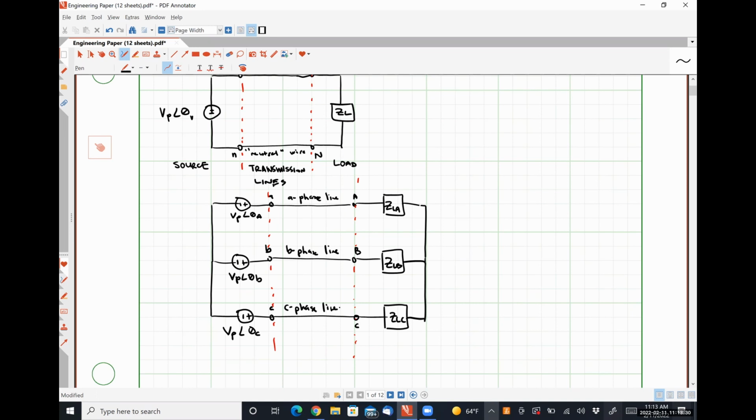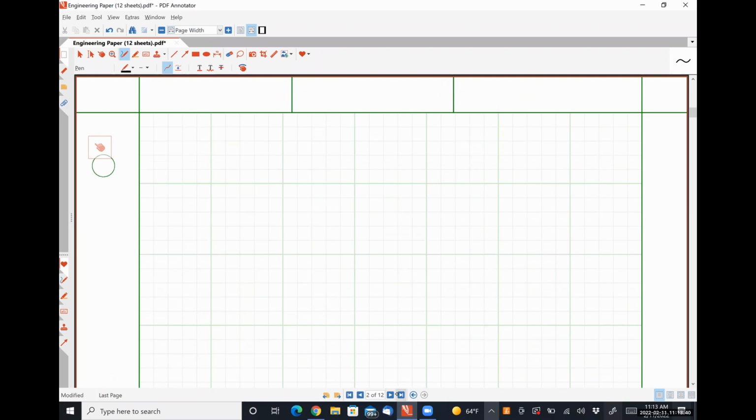So the first real topic that we're going to talk about here is the generation of 3-phase voltages. Okay, and I'm going to give this to you in as simplified of a scheme as I can, which is going to require me to draw a very crappy picture, so I'm going to pre-apologize. So I'm going to start with some circles.